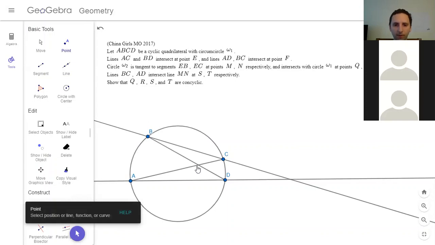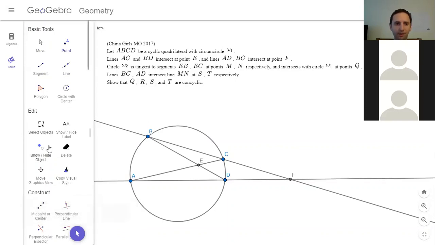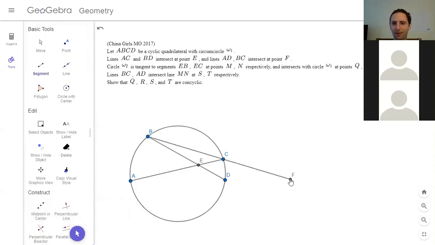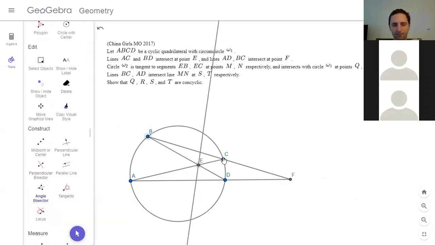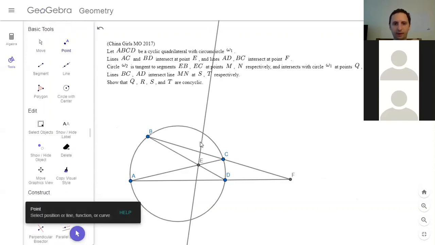So this is E and this is F. They made the names of the points easy for me, so I didn't have to rename anything, but I definitely will later. Another circle is tangent to EB and EC at M and N. Oh, this is tricky. But I will draw it. So the center of the circle is going to be somewhere on this angle bisector.